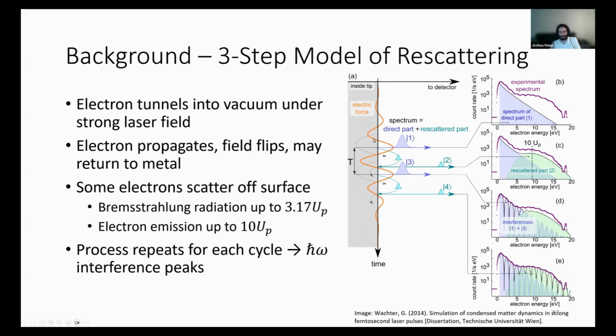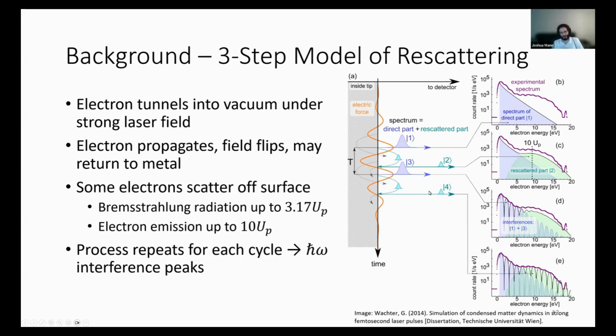As the laser field propagates and increases in intensity, once the field is actually pulling electrons out, the electrons can tunnel into vacuum and propagate. Some electrons will just emit and never return to the material, and those are called direct electrons, and they make up the majority of your spectrum. Some of the electrons will return to the material, and some will elastically scatter off the surface, and those can attain a higher energy due to that process, and those become the rescattered part of your spectrum. And those go up to about 10 times the ponderomotive potential of the field.